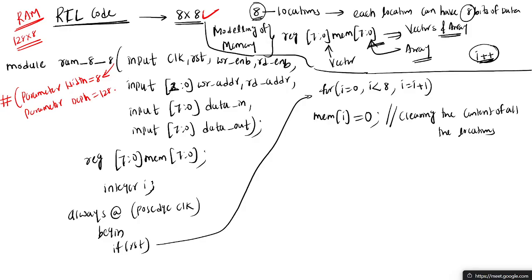And parameter address width. Address underscore width: 128 is 2 power how much? 2 power 7. Like this you need to initialize. Is it fine?